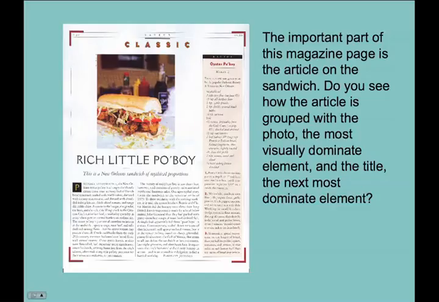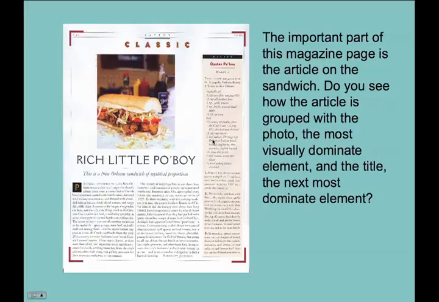Now this is a food magazine, so food obviously is going to attract the attention of the viewer. And the next thing that we look at is the headline of Rich Little Po' Boy. And this is the headline of the article, and then you have a subhead that's in italics underneath. This is a New Orleans sandwich of mythical proportions. At which point the P, or the versal, will bring you into the article that you'll read. You notice that all of this is grouped together, and that the recipe is visually separated by a box.